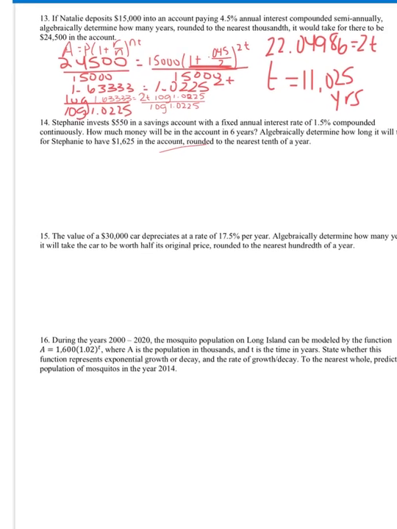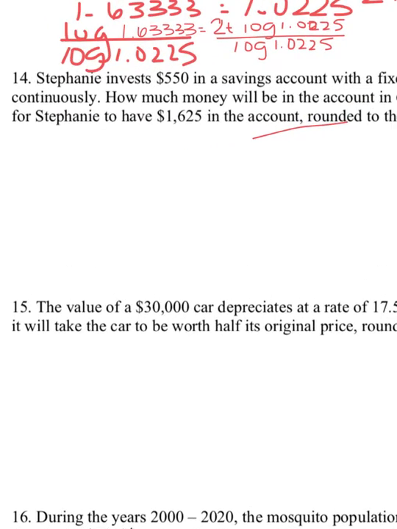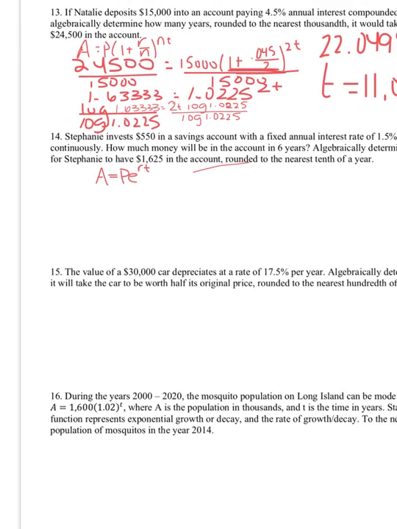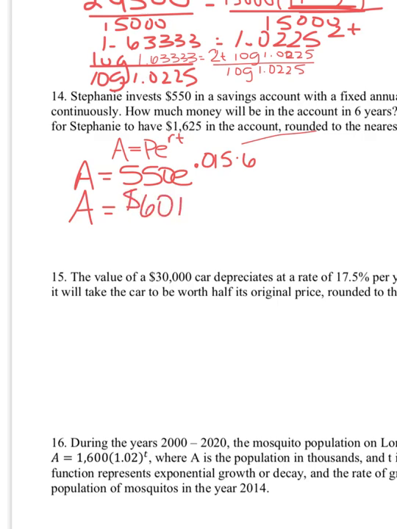For number 14, Stephanie invests $550 compounded continuously. So whenever you see continuously, that's your Pert. How much money will be in the account in 6 years? That's your first question. So how much money will be in the account? That's A equals, you're starting off with $550 times e, your rate is 1.5%, so 0.015 times t, we want it to be 6 in this case. And remember, it's money. So 2 decimal places, and you will get $601.80 for the first question.